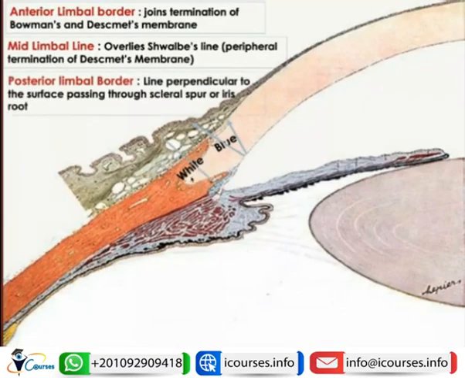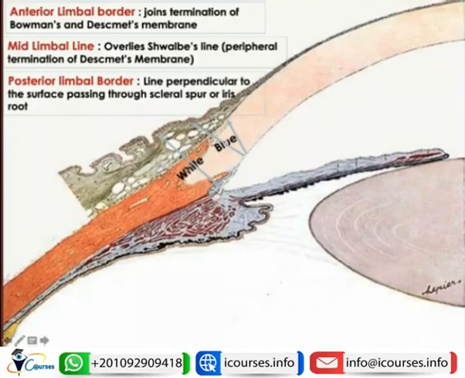Finally, the posterior limit of the limbus will be called the posterior limbal border. The posterior limbal border is a line perpendicular to the surface that passes through the scleral spur and the iris root. So if we pass a line perpendicular to the surface of the cornea and the sclera that passes through the scleral spur and through the iris root, this will be called the posterior limbal border.